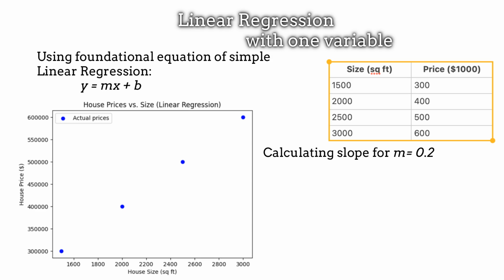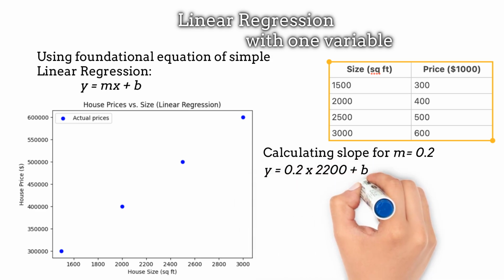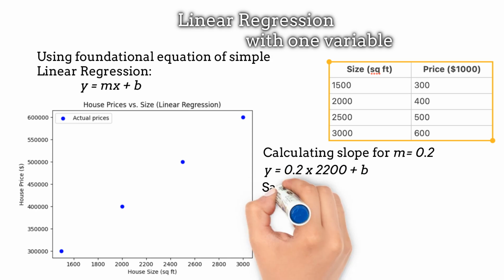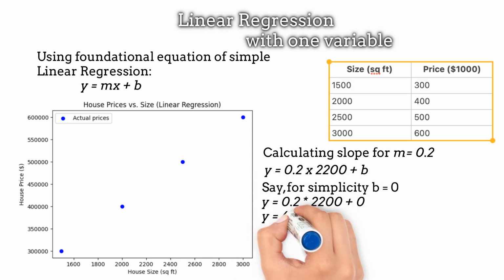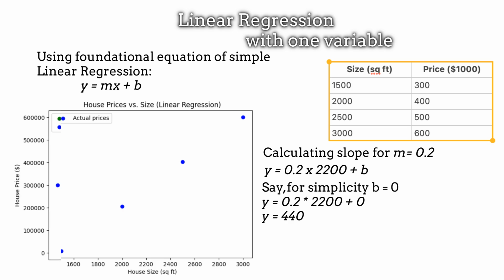Now, if we want to predict the price of a 2,200 square foot house, we plug this value into our equation, y equals 0.2 times 2,200 plus b. Assuming b equals 0 for simplicity, we find y equals 0.2 times 2,200, which is 440. This means the predicted price for a 2,200 square foot house would be $440,000.